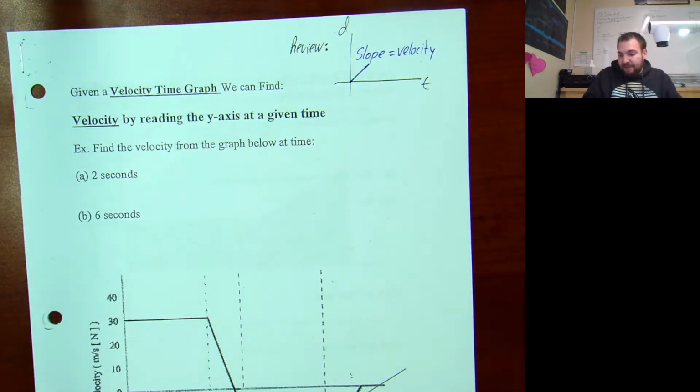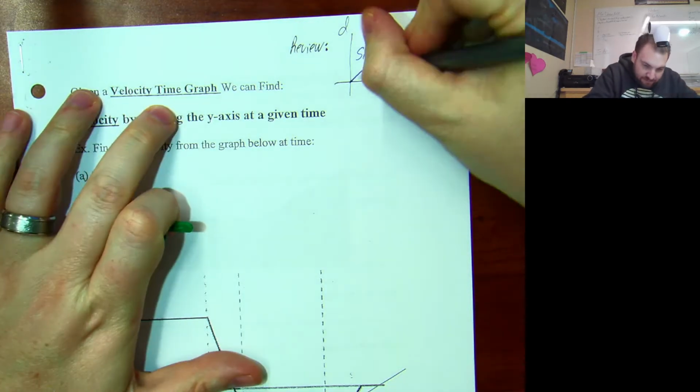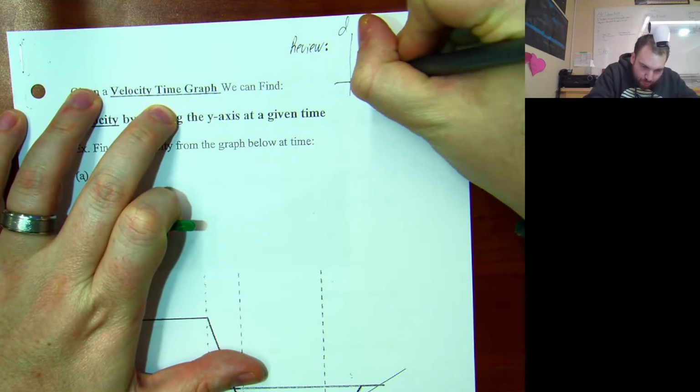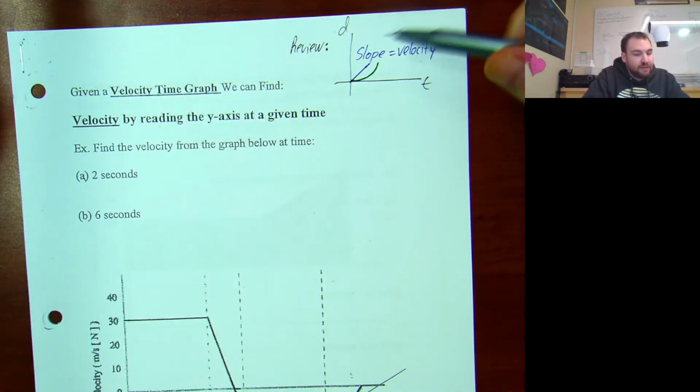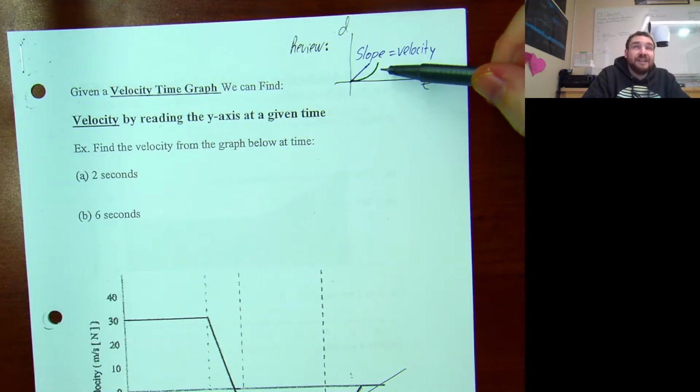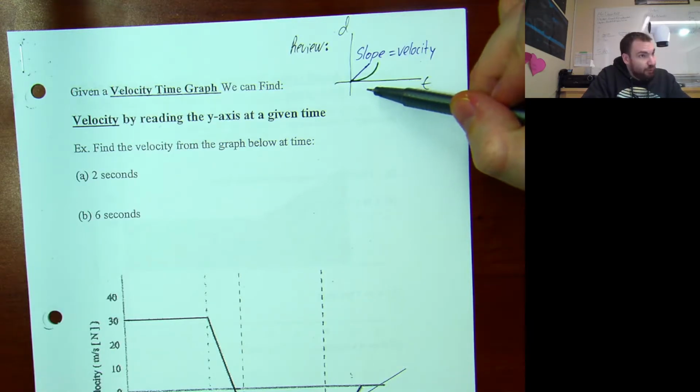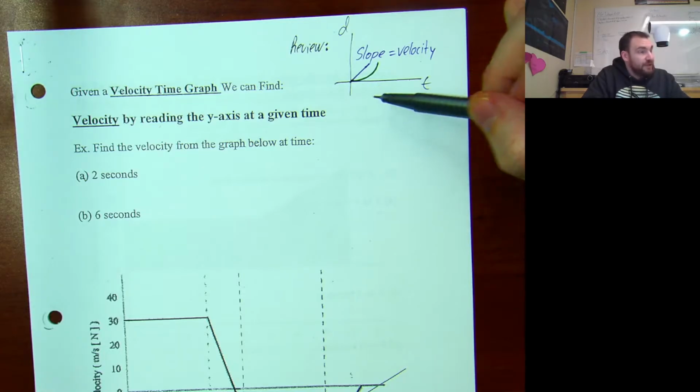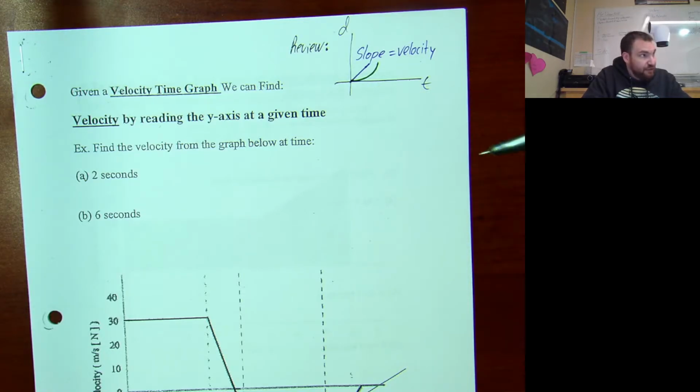Or if I gave you something that looked like this, you were able to tell me that this thing was moving in a positive direction and accelerating. The graph itself is getting steeper as it goes, because slope is connected to velocity. The steeper the slope on a d-t graph, the higher the velocity, and if slope increases, then speed's increasing as well.